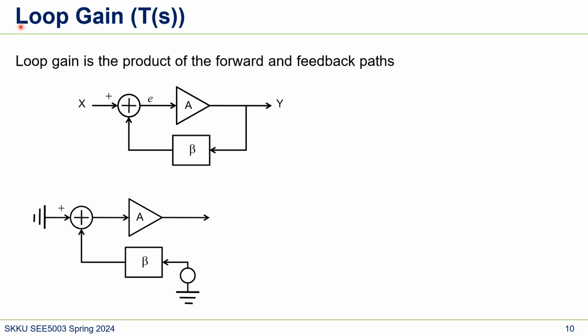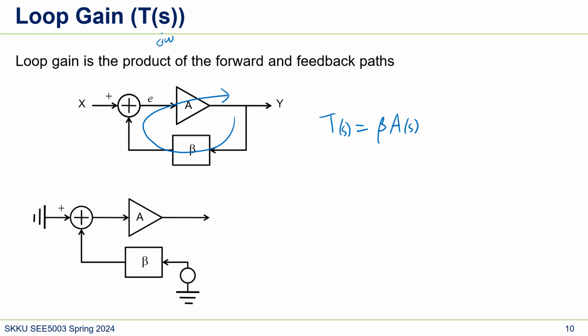Next is the loop gain, T(s). As I said, s means j omega, which is frequency dependent. So the loop gain is the product of the forward path and the feedback path. It's simply this gain. So the loop gain T(s) would be beta times A(s). A is the gain of this amplifier. So that's the loop gain.